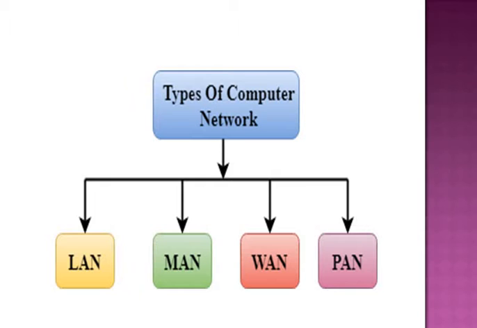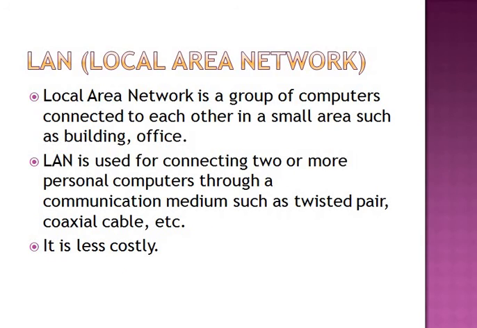Now we will see the types of computer network. There are four types of network available: LAN, MAN, WAN, and PAN. The first network is LAN. LAN stands for local area network. A local area network is a group of computers connected to each other in a small area, such as a building or office. LAN is used for connecting two or more personal computers through a communication medium such as twisted pair or coaxial cable, etc. It is less costly.